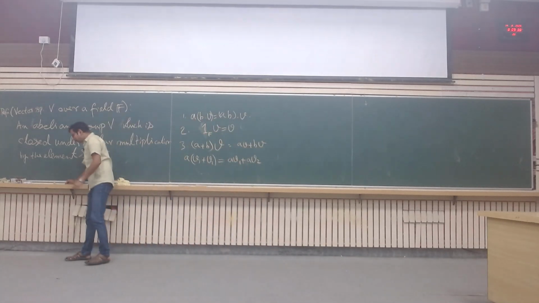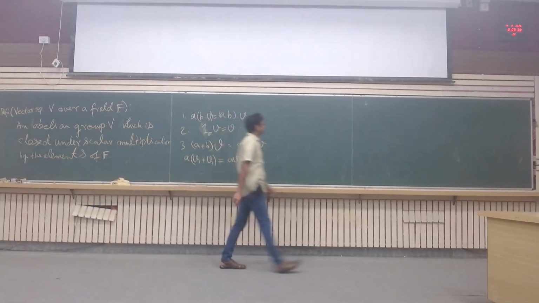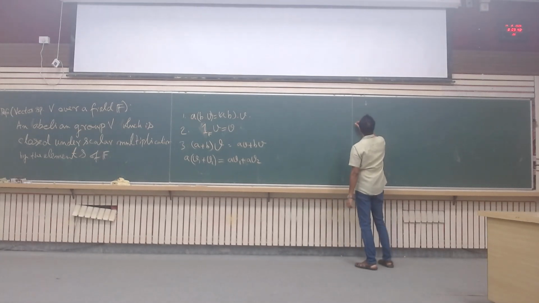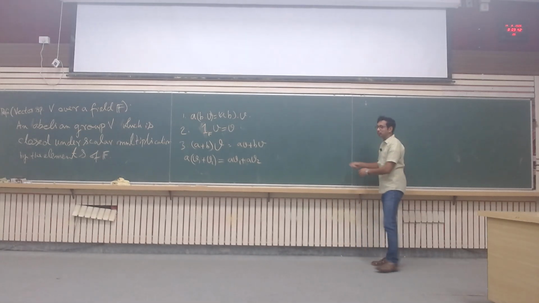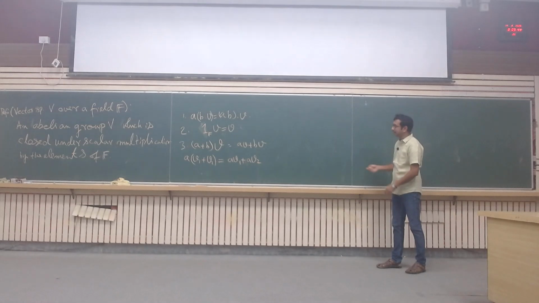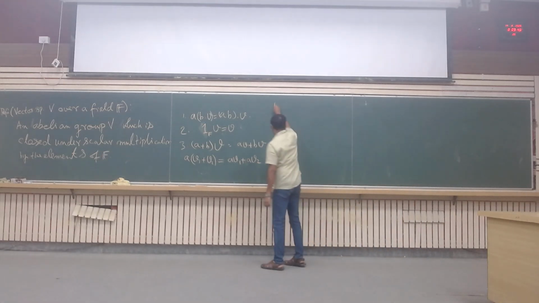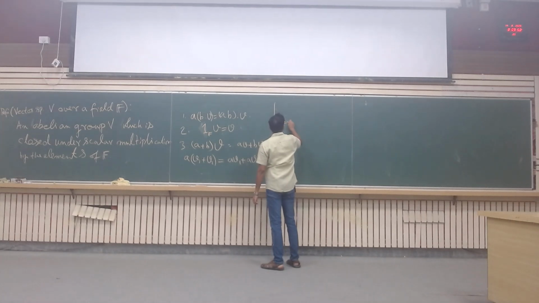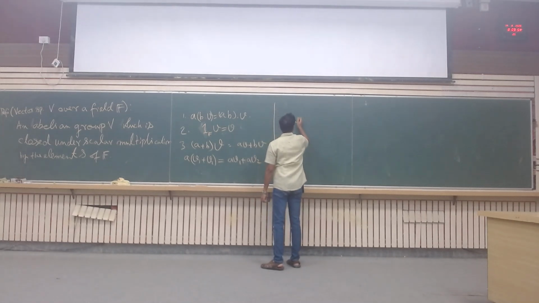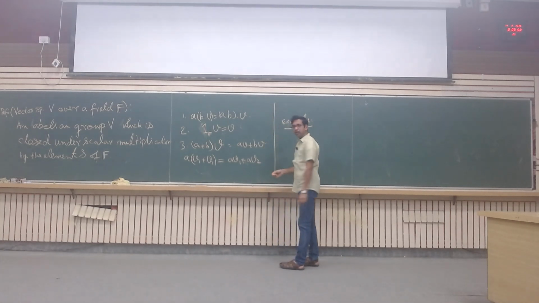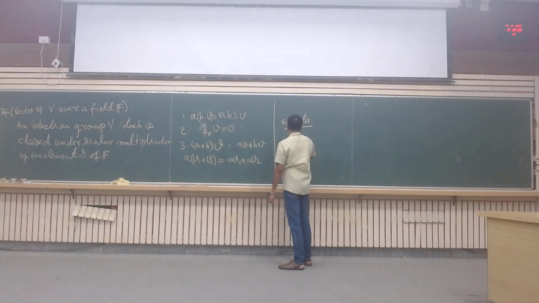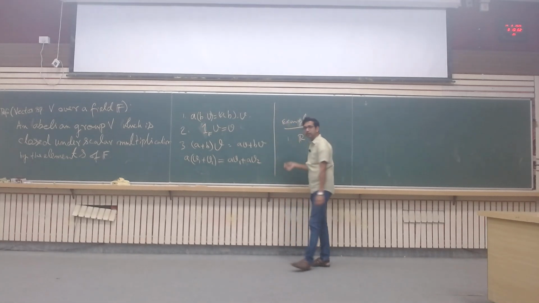Alright, so let's see some examples. The easiest example is perhaps the easiest conceptual example. Of course, any field F is okay. Maybe we start with that example, in fact. So the first example is: take a field R. Take a field. Yeah, the field of real numbers.